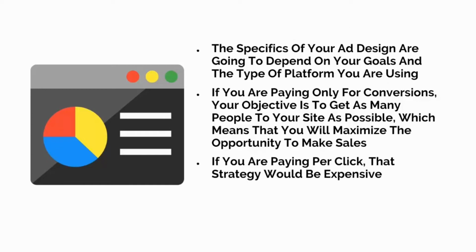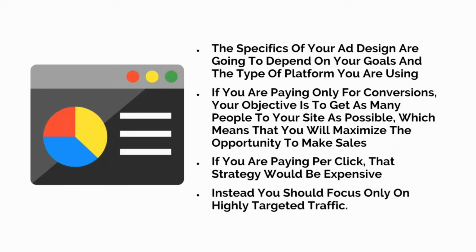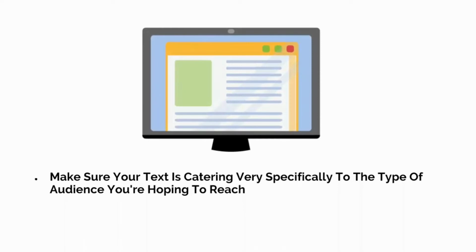If you're paying per click though, that strategy would be expensive. So instead, you should be aiming to focus only on highly targeted traffic. Partly you will do this using the filtering options we've already looked at, and on Facebook that means targeting your ads based on the demographics, and on Google it means choosing the right keywords and/or using negative keywords. For the ads themselves though, you want to make sure that your ad text is catering very specifically to the type of audience that you're hoping to reach.